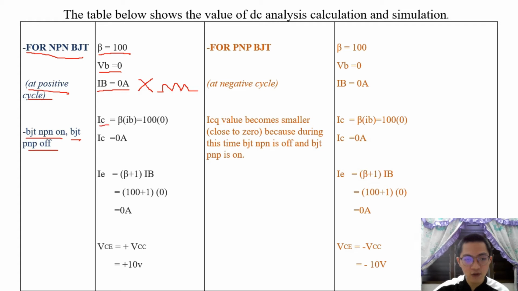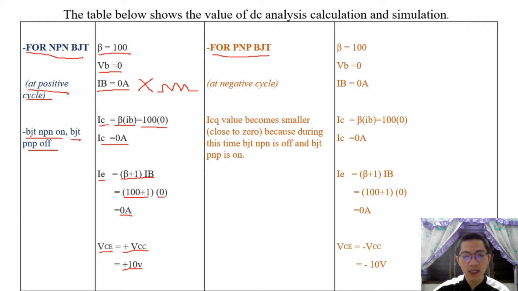To find IC, we use the formula beta multiplied by IB, which is 100 multiplied by 0, so the IC value is 0 ampere. To find IE, we use the formula beta plus 1 multiplied by IB, 100 plus 1 multiplied by 0, so the value of IE is 0 ampere. Actually, VCE is equal to positive VCC, so we can directly get it as 10 volt.